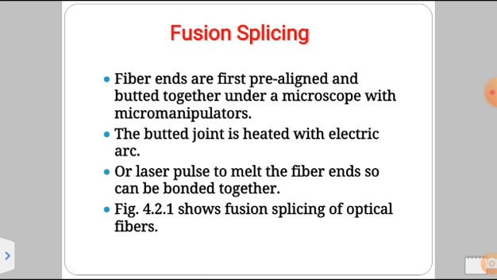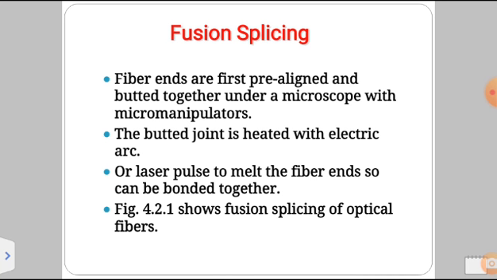There is a small amount of misalignment, but they have to manage it. This optical technology is sophisticated and delicate, and core-to-core and cladding-to-cladding interfacing is very, very important. The butted joint is heated with an electric arc. A small electric arc is applied, and both ends of the core and cladding melt, and finally fusion takes place.